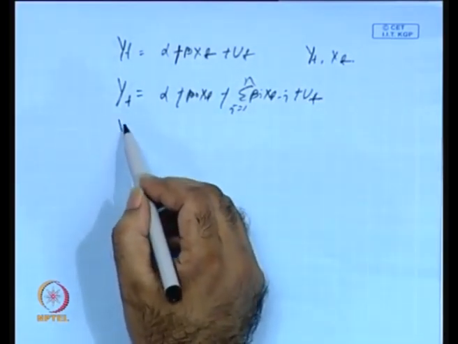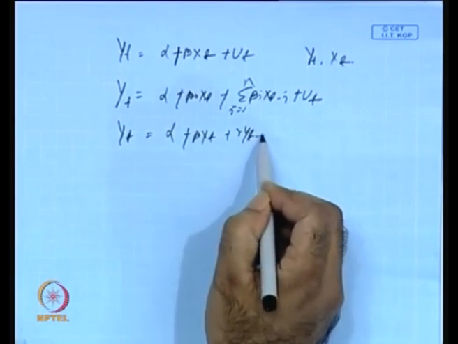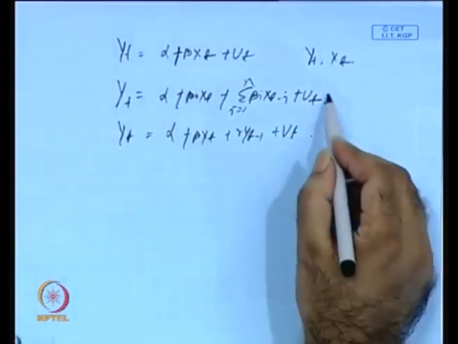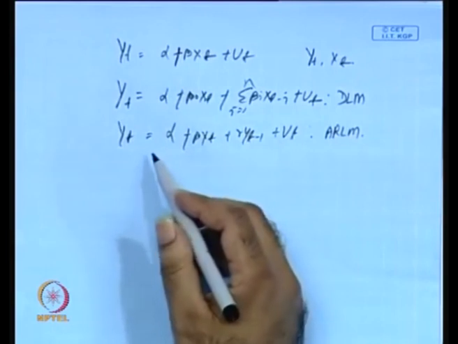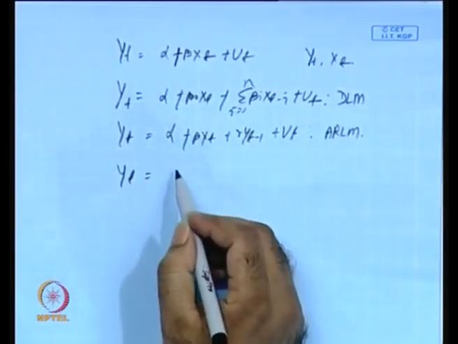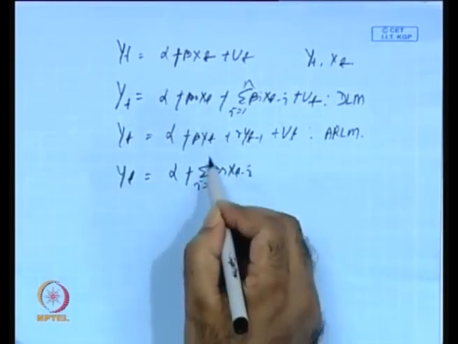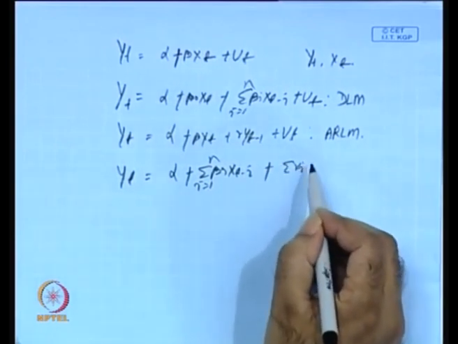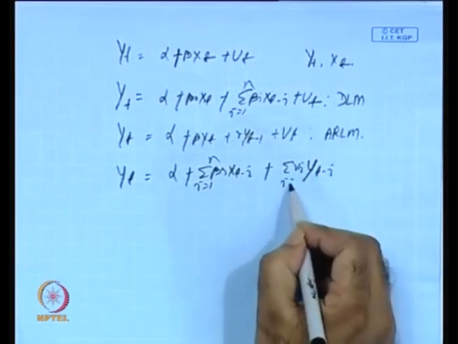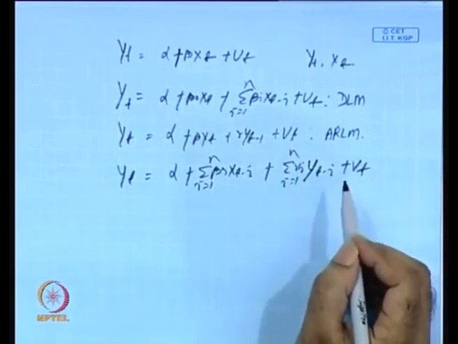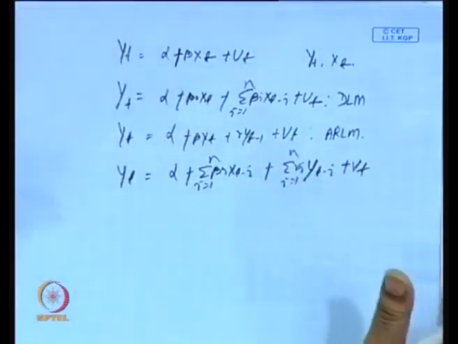Okay. So, I can write another model, y t equal to alpha plus beta x t plus gamma y t minus 1 plus u t. This is called an autoregressive lag model. That is what we have already discussed. Then another form of the model we will present here, y t equal to alpha plus summation beta i x t minus i, i equal to 1 to n, plus summation gamma i y t minus i, i equal to 1 to n, plus u t. This is another form of the model, a lag model with various lag effects.